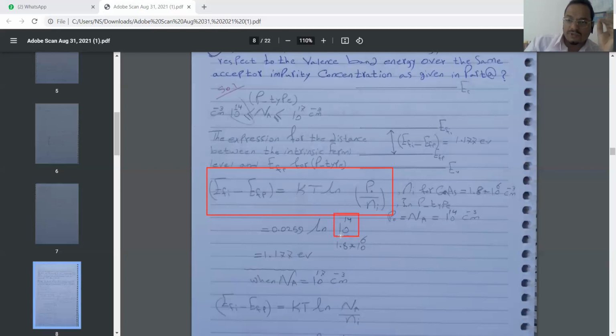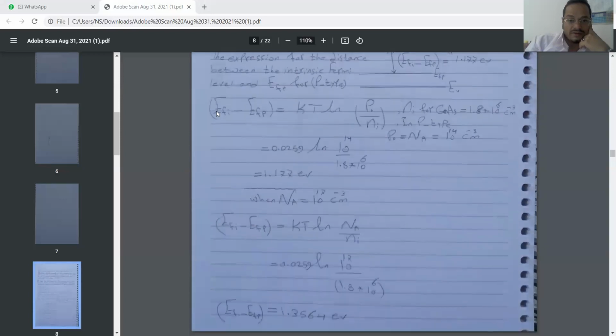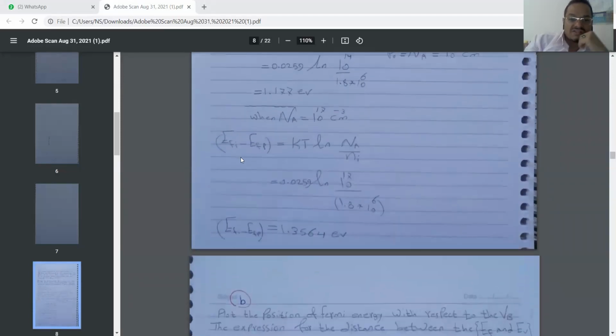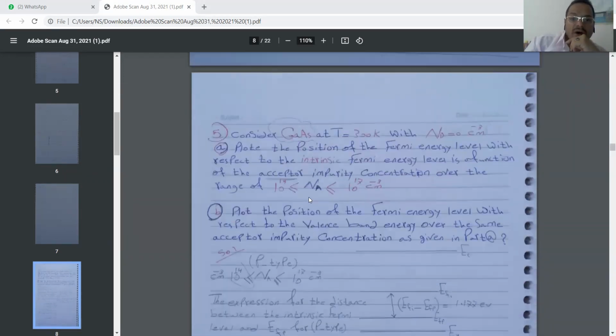just I will change this place. Okay, I will put 10^17 instead of 10^14. That's it. And we will calculate this math equation again. Let me delete these things to go on. Okay. Now the last result for the intrinsic Fermi level minus the hole Fermi level equals 1.356 electron volts. Now let's talk about B.